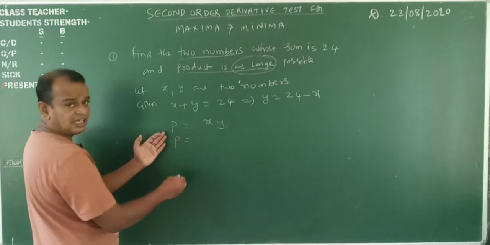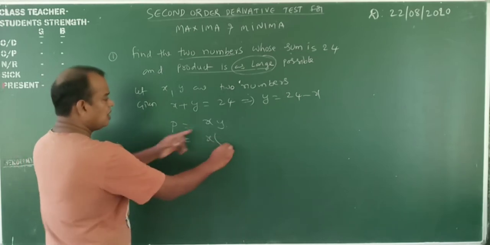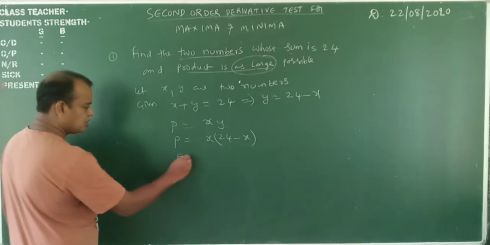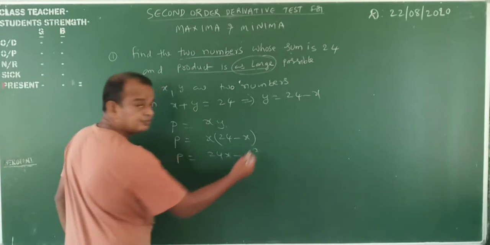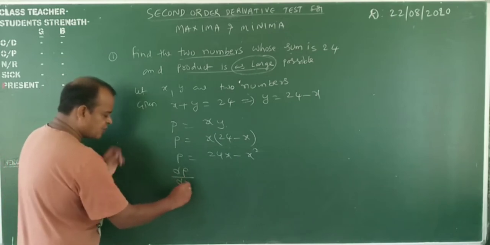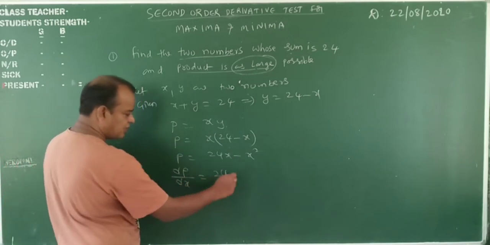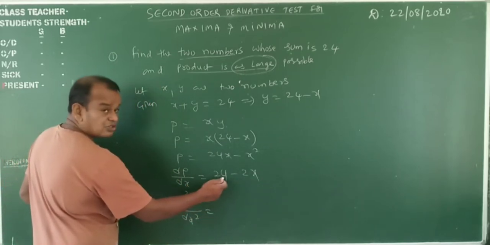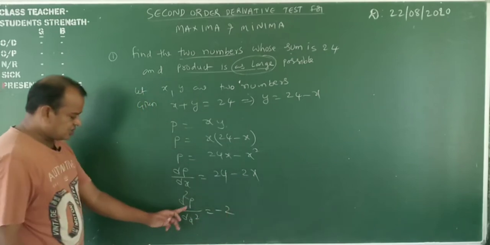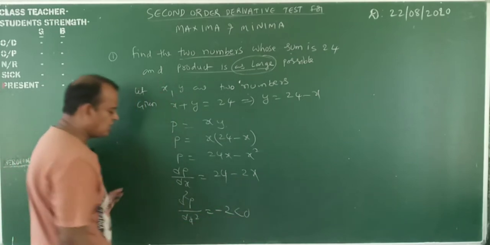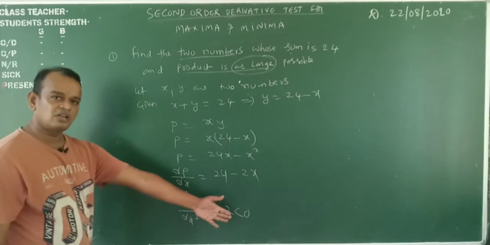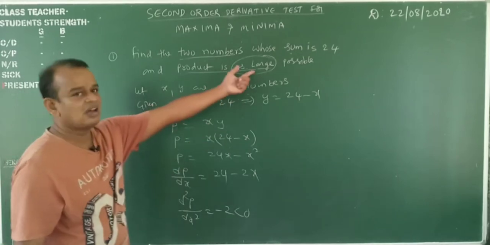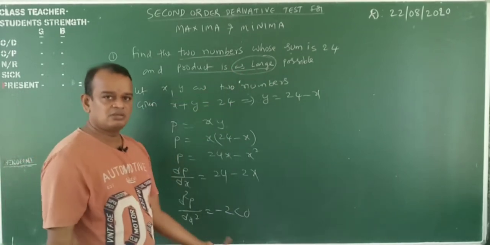Therefore, p is equal to x into y, and the y value we already found, 24 minus x. Now differentiate how many times? Two times. Now p is equal to 24x minus x square. Now dp by dx, differentiating with respect to x, is 24 minus 2x. Again, d square p by dx square: the derivative of 24 is 0, minus 2x derivative is minus 2. The second order derivative is negative, less than 0, whatever the x value, always minus 2, which means maximum. P means function, product is large, so 100% maximum.